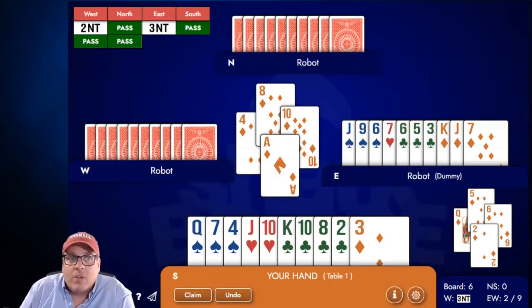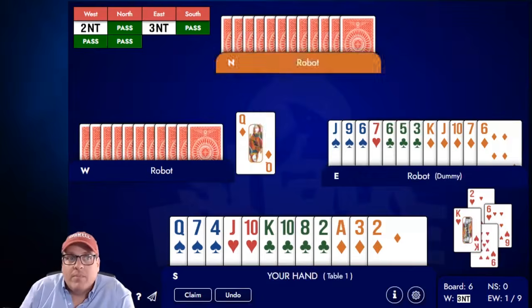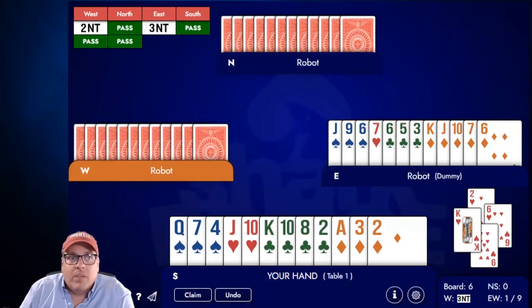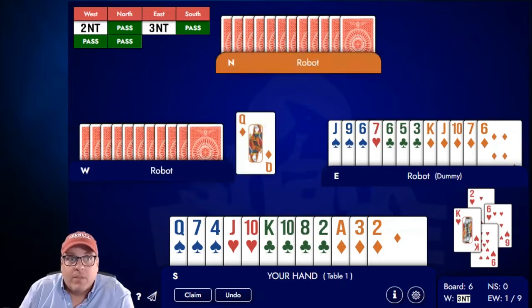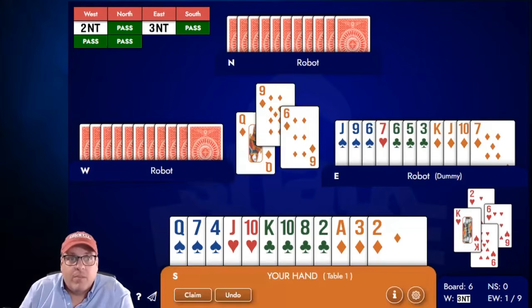All right, let's look one more time. Let's play a slightly different version of this. First trick was already played. We're going to skip that one. 2 of hearts to the king as usual. Now comes the queen of diamonds, and partner plays the 9, and we follow.